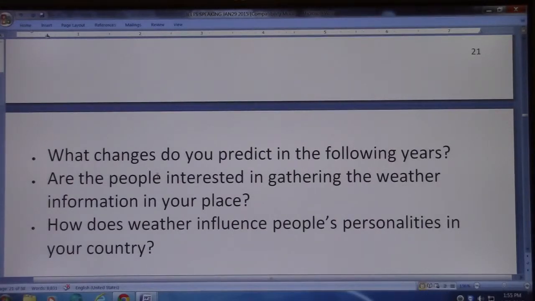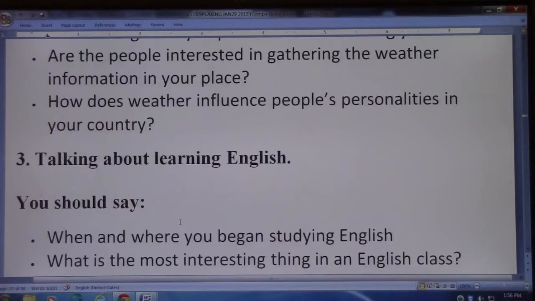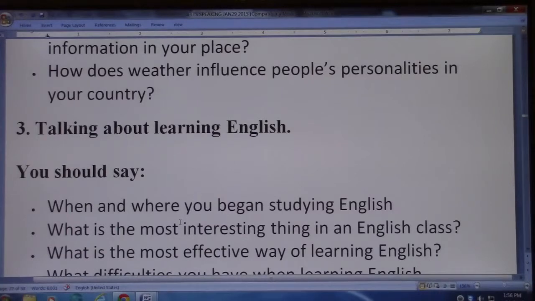So what changes do you predict in the following years? I would say the globe is getting warmer and warmer. And are the people interested in gathering weather information in your place? In Canada, yes. Every day you have to check the weather. How does weather influence people's personalities in your country? Well, you can talk about your own country and how the weather influences their personality.